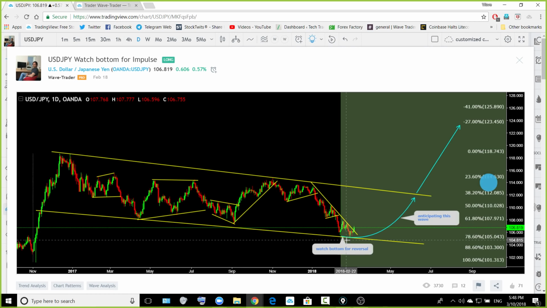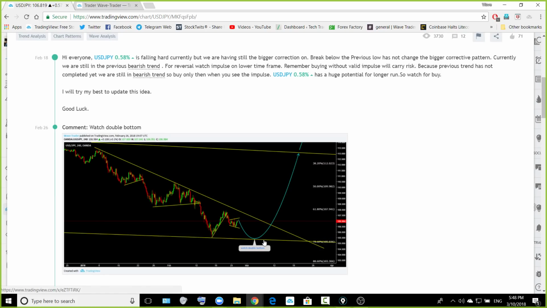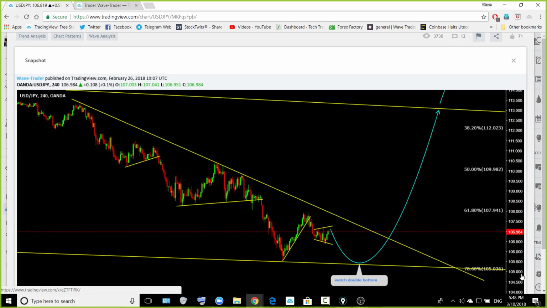Yeah, we got the bottom again. We got that wave again, that short-term wave again. All right, we got the double bottom. Price is just trying to form a bottom.